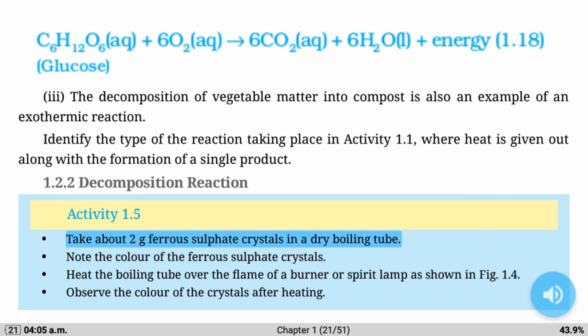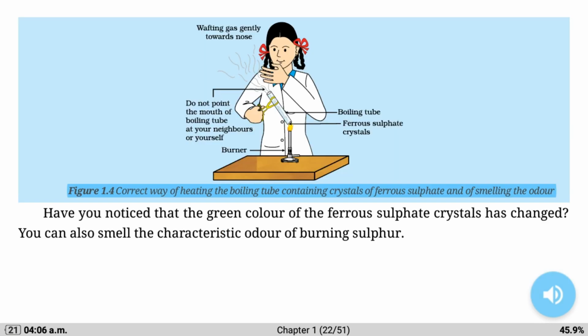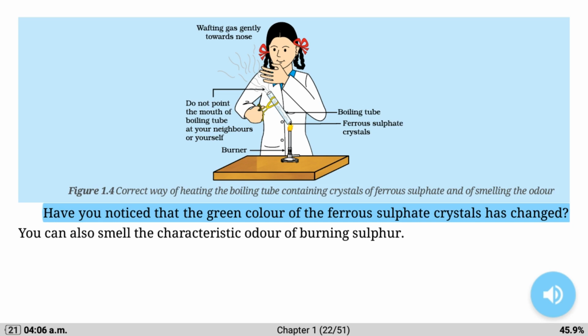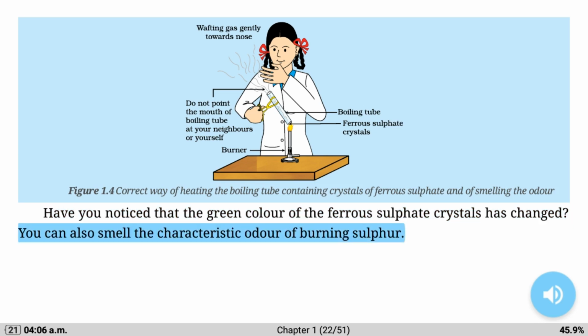Activity 1.5. Take about 2 grams of ferrous sulphate crystals in a dry boiling tube. Note the color of the ferrous sulphate crystals. Heat the boiling tube over the flame of a burner or spirit lamp as shown in Fig. 1.4. Observe the color of the crystals after heating. Figure 1.4: Correct way of heating the boiling tube containing crystals of ferrous sulphate and of smelling the odor. Have you noticed that the green color of the ferrous sulphate crystals has changed? You can also smell the characteristic odor of burning sulfur.